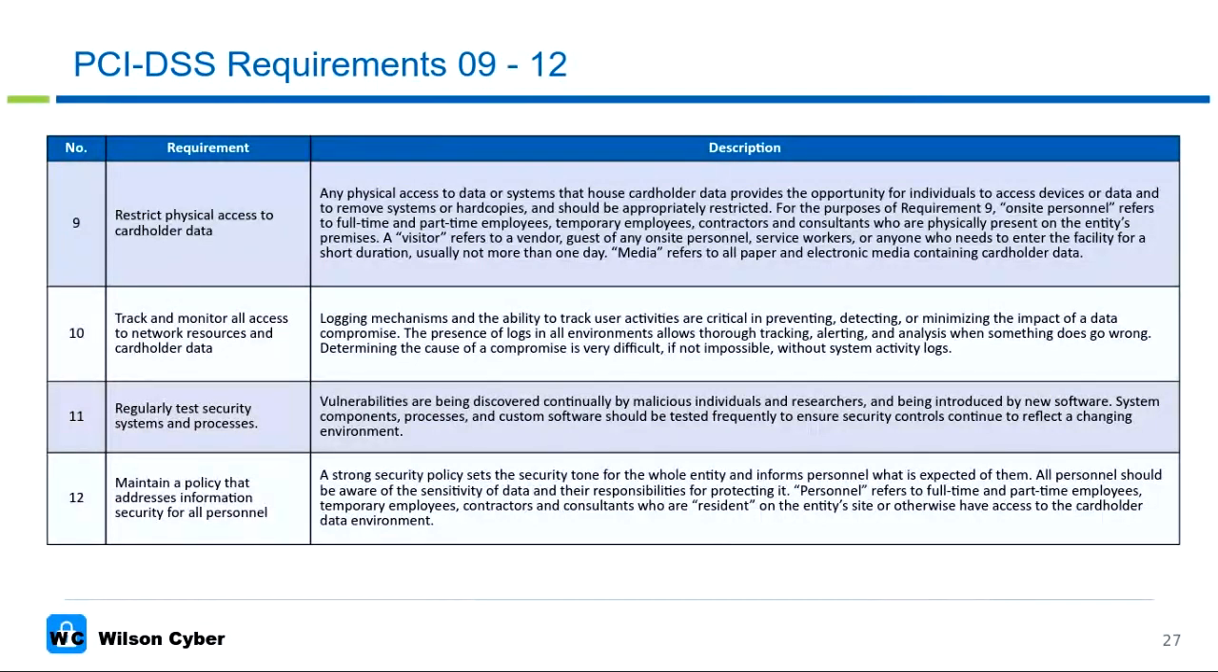Number 10, track and monitor access to network resources and cardholder data. Logging mechanisms and the ability to track user activities are critical in preventing, detecting, and minimizing the impact of data compromise. The presence of logs in all environments allows thorough tracking, alerting, and analysis when something goes wrong. Determining the cause of a compromise is difficult, if not impossible, without system activity logs. Number 11, regularly test security systems and processes. Vulnerabilities are discovered continually by malicious individuals and researchers, and are being introduced by new software, system components, and processes. Custom software should be tested to ensure that security controls continue to reflect the changing environment.